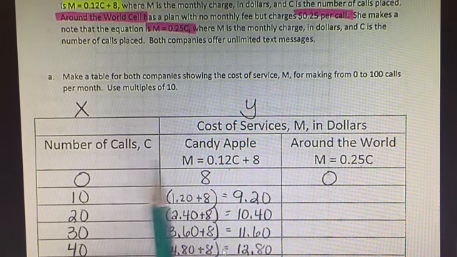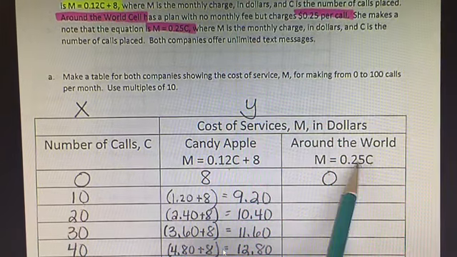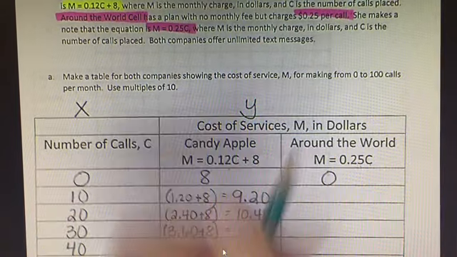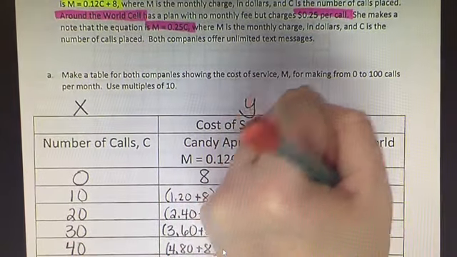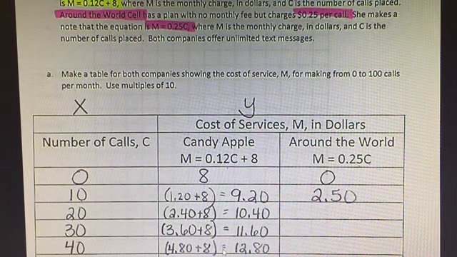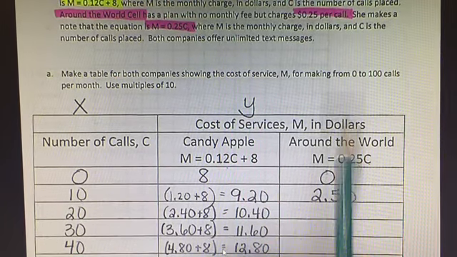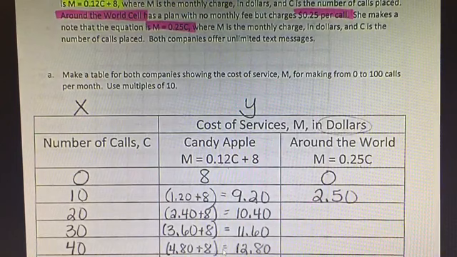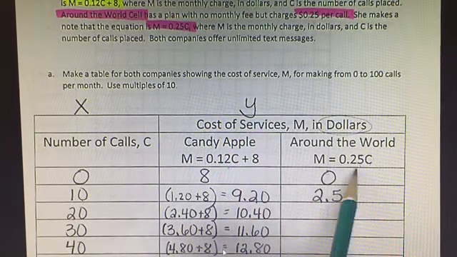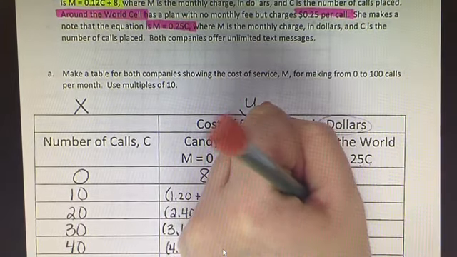Okay, so let's pop over to Around the World. If it's 25 cents a call and I make 10 calls, I'm going to take 10 times 25 hundredths, which is $2.50. Some of you are going to want to write that as 2 5/10, and I know that they're equivalent, but remember we're dealing with dollars, and dollars always go out to the hundredths decimal. Then we take 25 hundredths times 20, and we get $5.